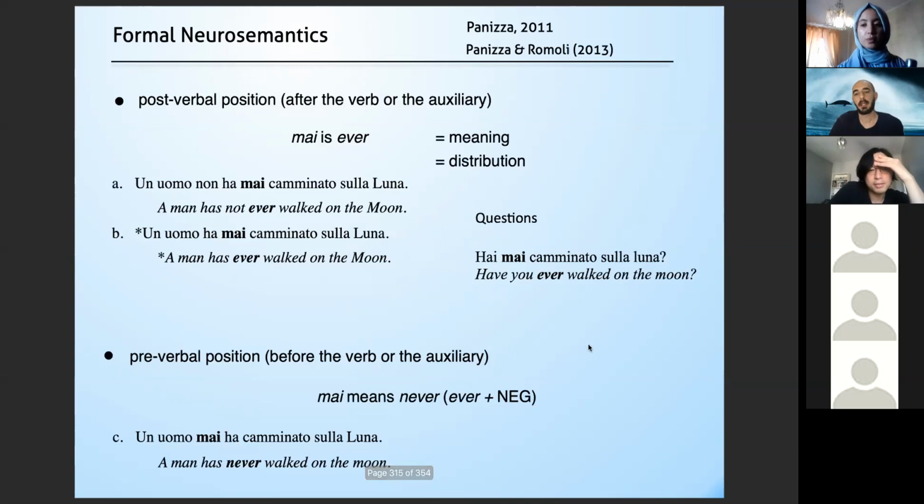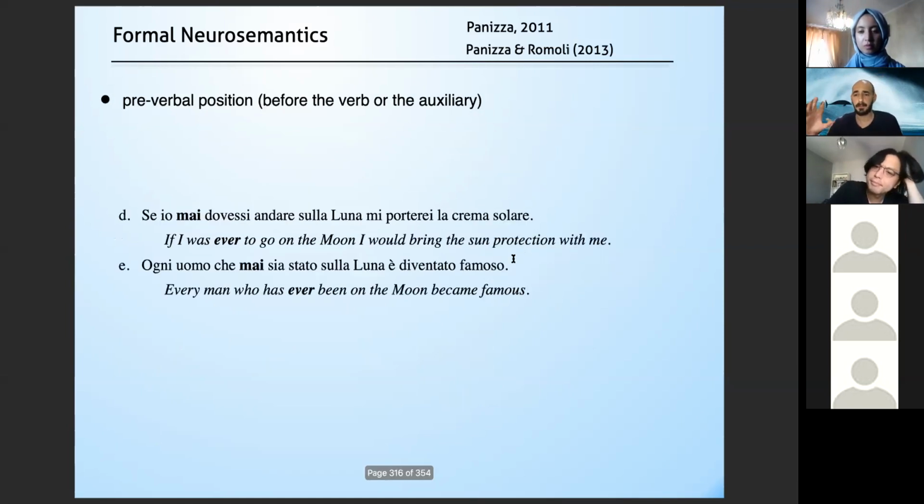If you say, have you ever walked on the moon? "Hai mai camminato sulla luna?" "Mai" means ever. And there is no negation whatsoever in this sentence, okay? So it really means, have you at least once walked on the moon? You can do that with nessuno and niente, so with the real N-words, but then you get a sort of negative question meaning, okay? But then again, you might say, oh, yeah, but questions are also automatically negative, so this is not a great test. So let me introduce this other property.